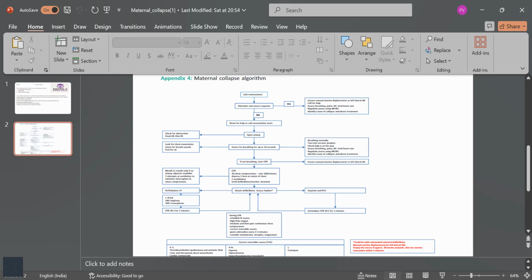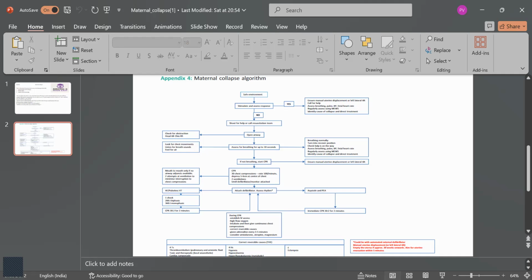For the maternal sake, the baby may not be surviving. So this is for the maternal sake. We are doing this perimortem cesarean section. It is done at the same site with one scalpel, and the patient is delivered. After that, we will close it, and once she's stabilized, we'll shift her to the theater to complete the cesarean section.